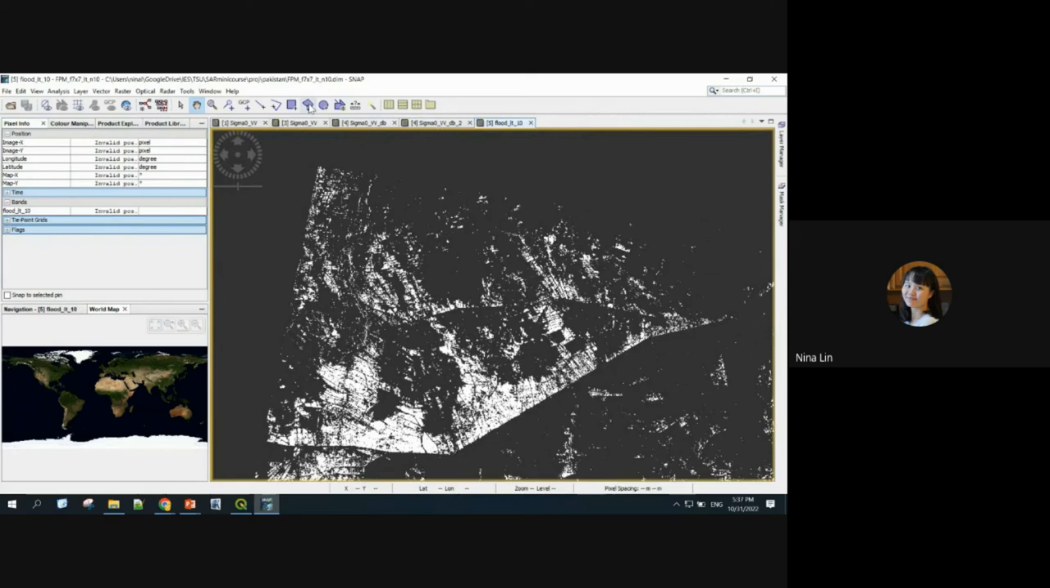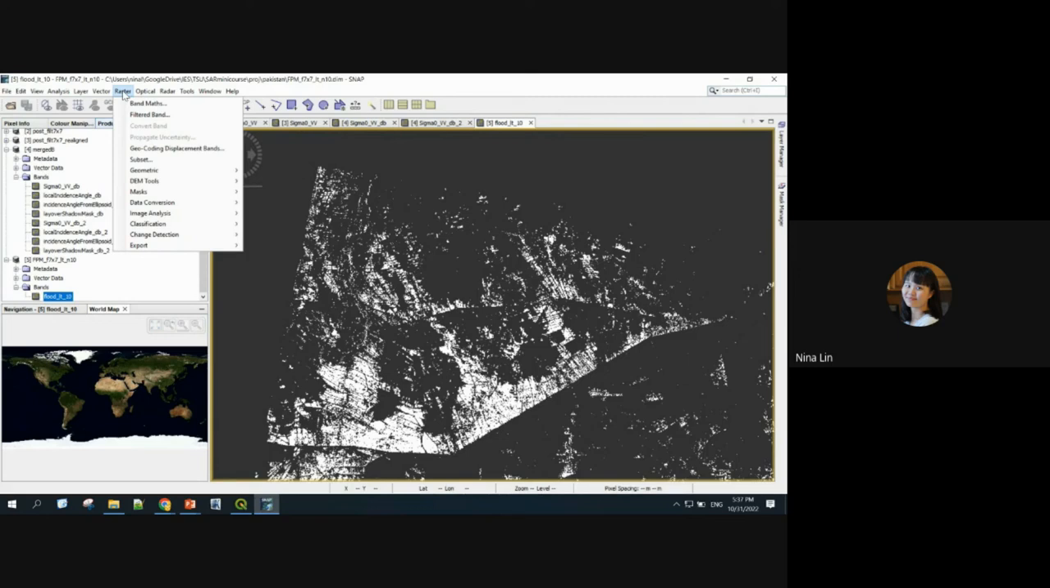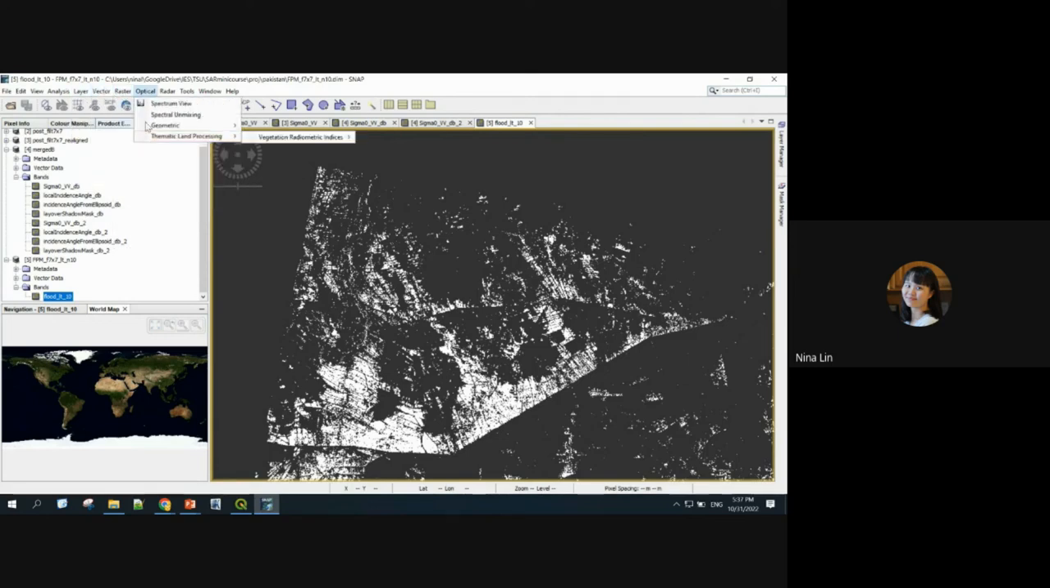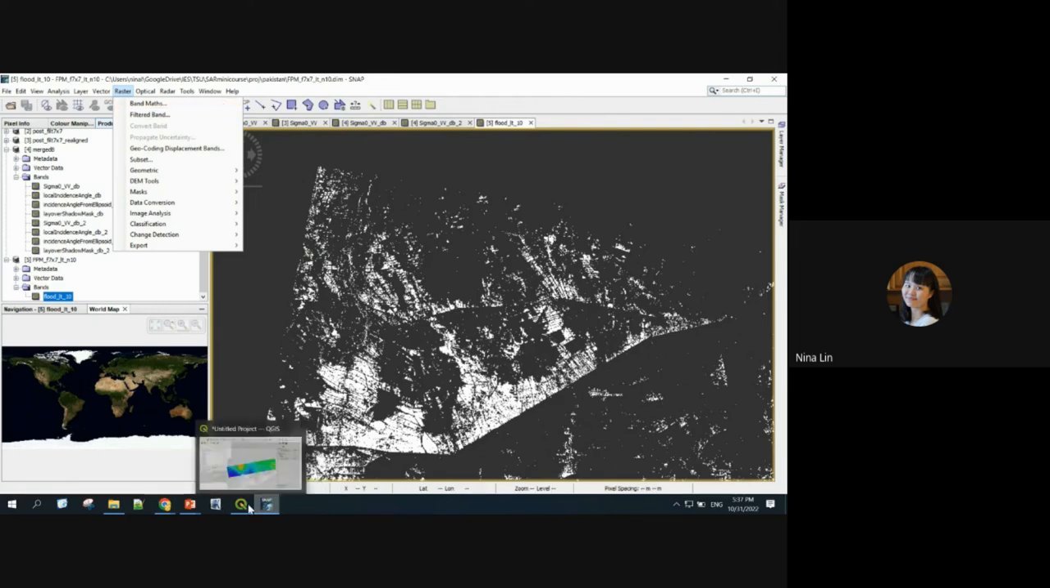So now, what's next is that I'm going to export this one. So go to raster, and data conversion. Let me just follow session 5, overlay on Google Map.